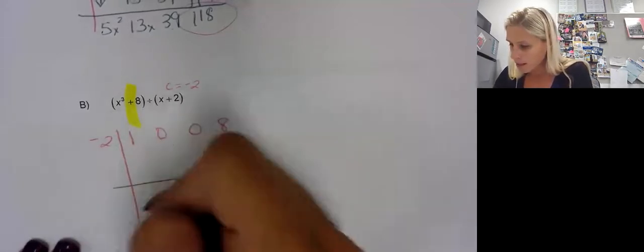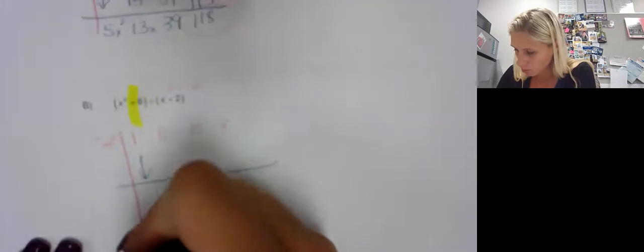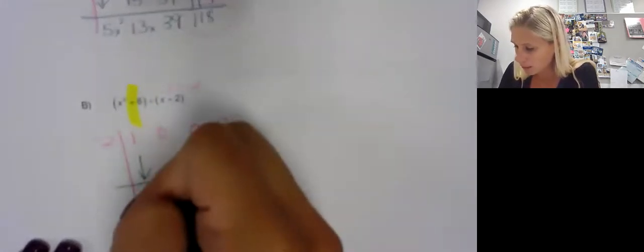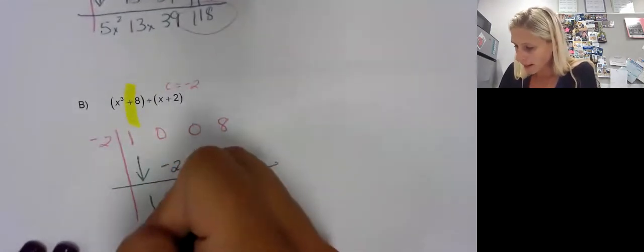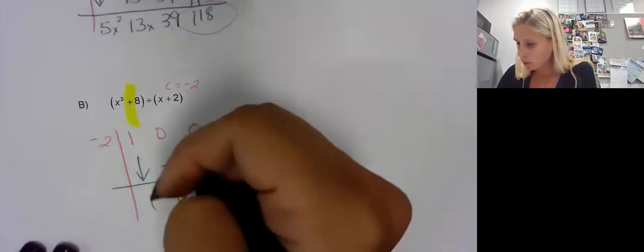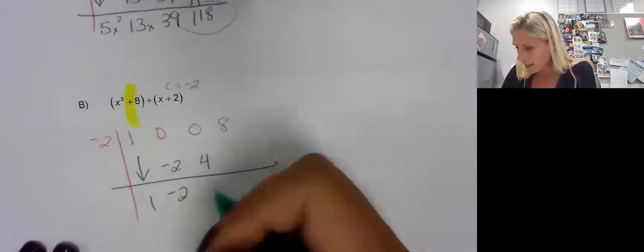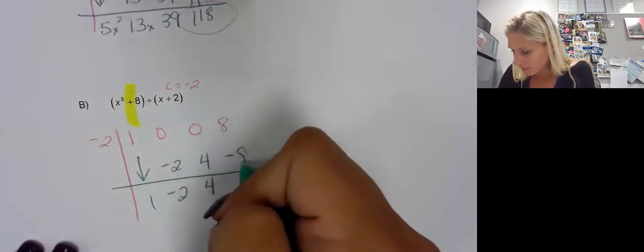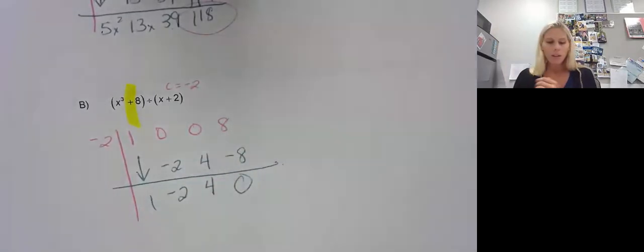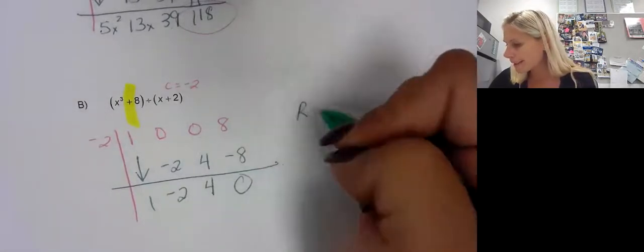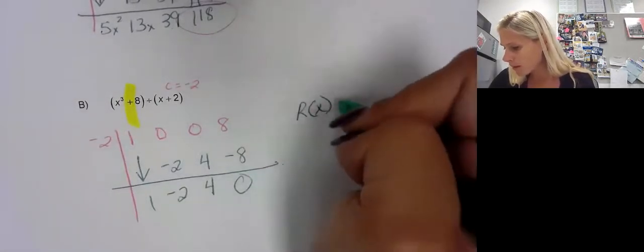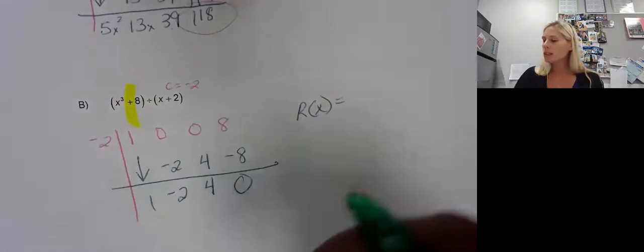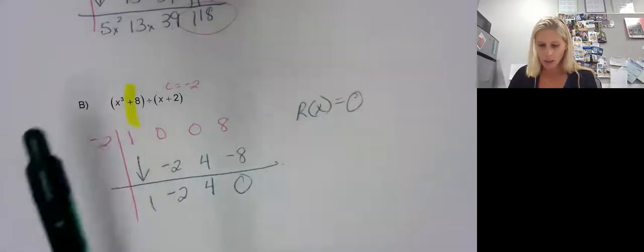All right, bring this straight down. 1, multiply, add, multiply, add, multiply, add. The remainder is 0, guys. What does that mean? That means x plus 2 is a factor.